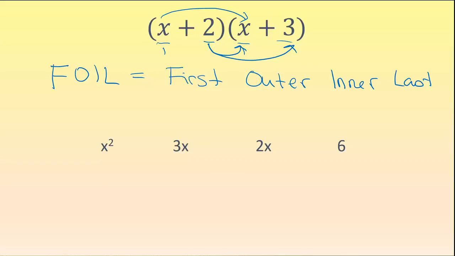Usually, if you have something in this form, x plus something times x plus something, the 2 middle terms will be like terms, and you'll want to combine them, and then you get a trinomial. Later on, we'll go backwards and factor that trinomial back into its binomials. And that's going to be easier if you really understand how we multiply them.